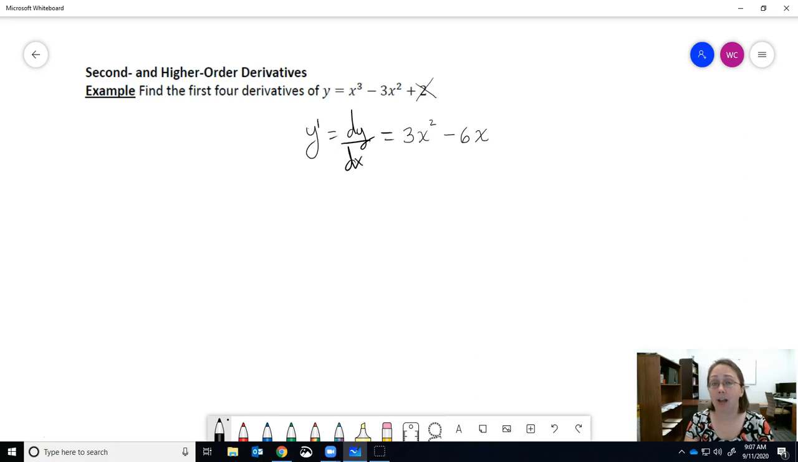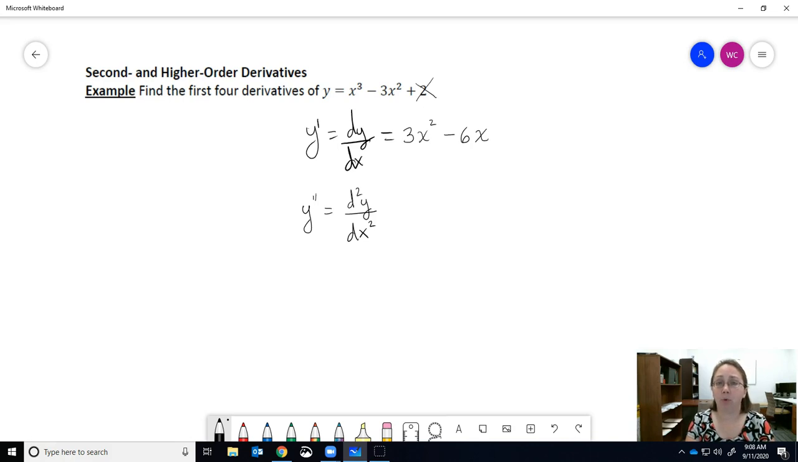So the question is, how do you find a second derivative, or a third derivative, or a fourth derivative? To find higher order derivatives, you simply take the derivative of the one you already have. So if this is your first derivative, the second derivative we denote by y double prime, or if you want the dy dx notation, that's d2, the second derivative of y, with respect to x, 2 times. That's how you read this notation.